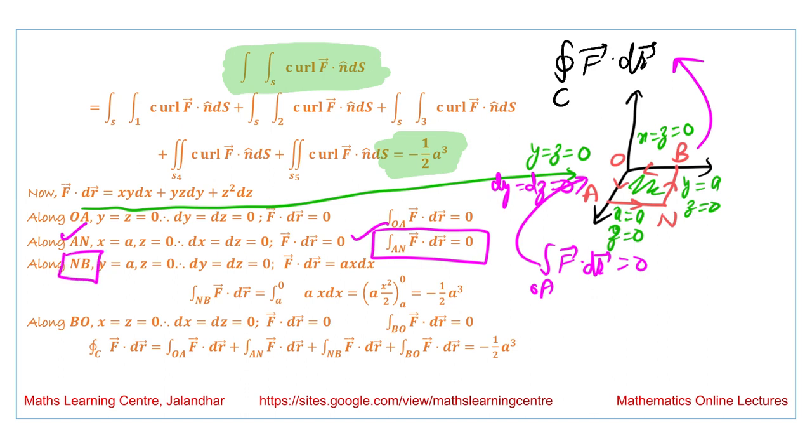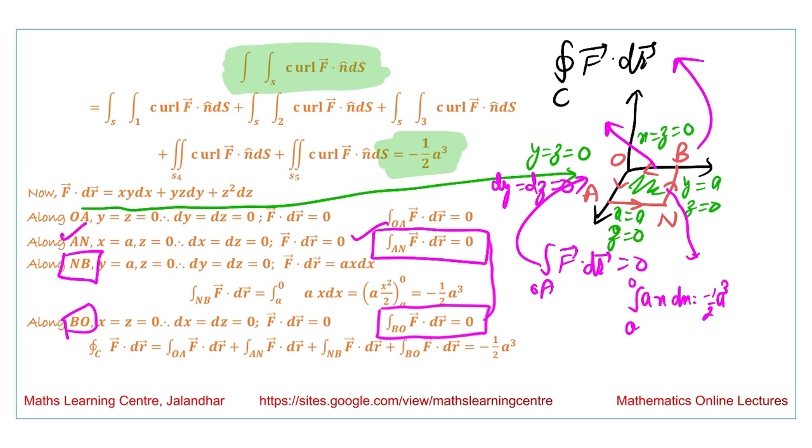Then we are talking about NB, we are talking about this line, we are saying it is integration a to 0, we are left with this ax dx, the answer we obtain is minus 1 by 2a cube. And when we are talking about B to O, the value of this integral we obtain, it is also 0, because y is equal to z is equal to 0. So this will give us dx is equal to dz is equal to 0.